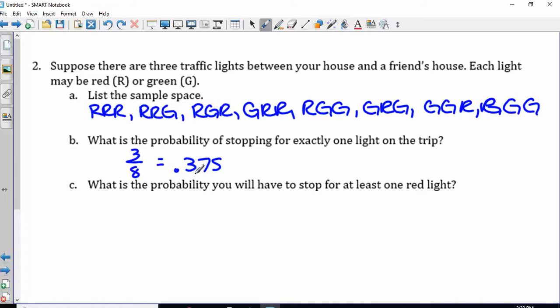What's the probability that you will have to stop for at least one red? That means you're going to stop at least once, so it's everything except all green. So that's 7 times, and you get 0.875. Is that one okay?